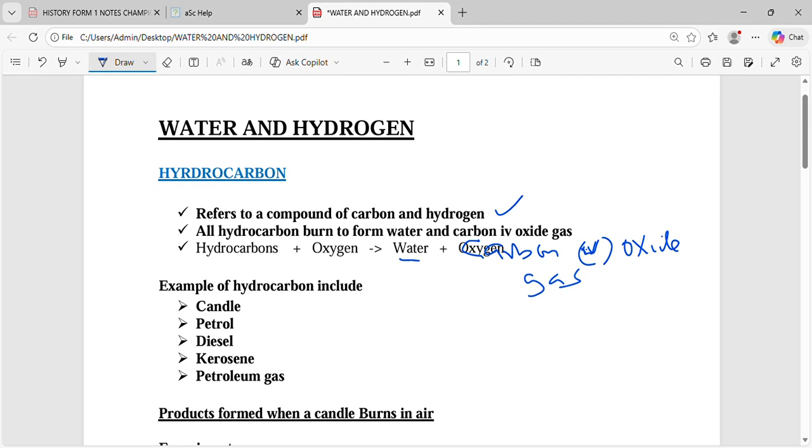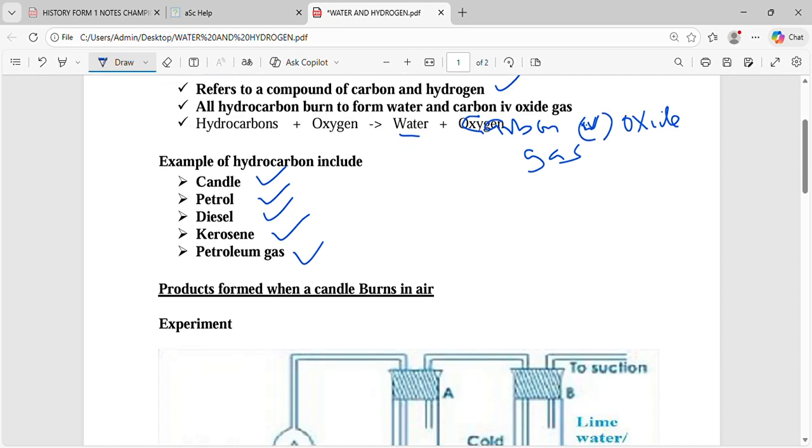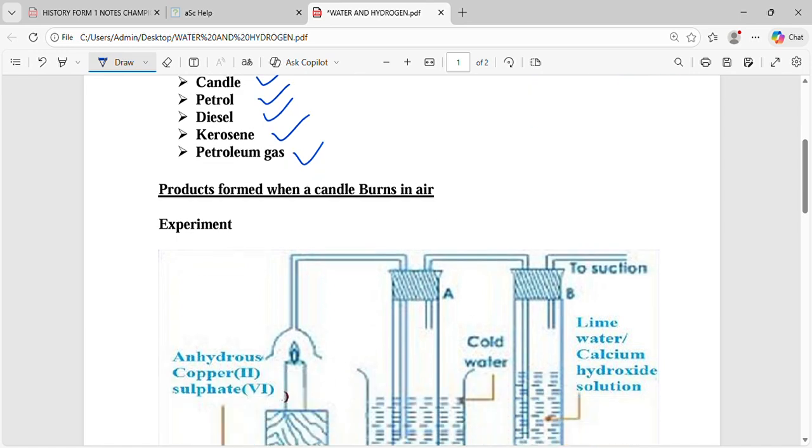What are the examples of hydrocarbon? The examples of hydrocarbon include candle, petrol, diesel, kerosene, petroleum gas. All these are examples of hydrocarbon. Now, there's an experiment for burning a candle in air. So what happens when a candle is burnt in air?